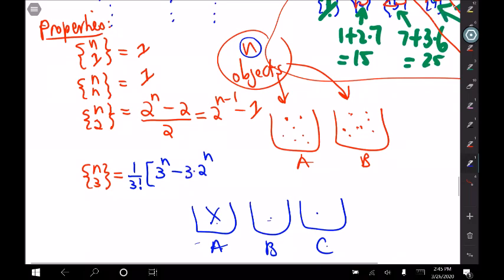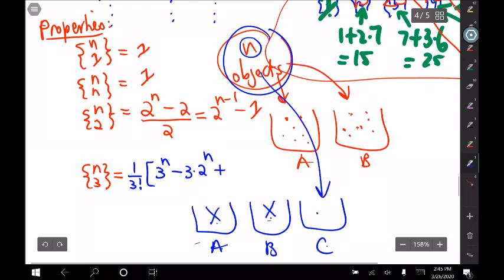Finally, I need to make an upward adjustment. This is exactly the principle of inclusion-exclusion. What if 2 of them are empty? Meaning all the n objects go to C. This happens in 1 to the n ways. But because we can choose which ones will be empty in 3 choose 2 ways, again, I need to multiply it by 3. Did I mess up? Let me know if I mess up. I do a lot of silly mistakes. That would be the formula.